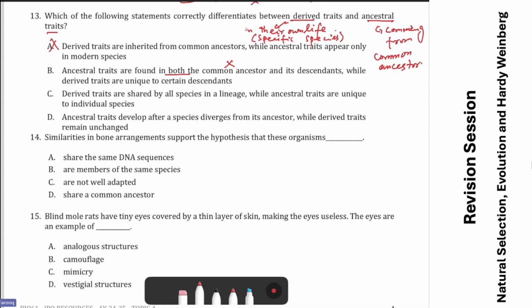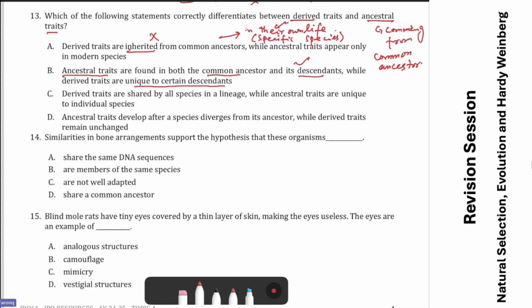Sorry, wait. I need to read again. I missed something. One minute. I read it mixed up. Okay, so A, derived traits are inherited from common ancestors. No, we just said they are only in their own life. Okay. Ancestral traits are found in both common ancestors and its descendants. Yes. Ancestral traits are the ones which come in all the organisms, while the derived traits are unique to certain descendants. As we said, they are in their own life.